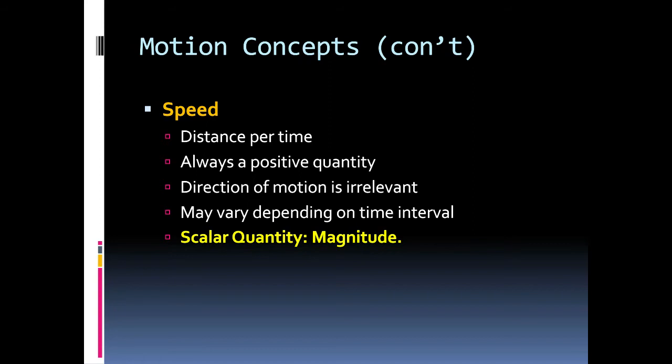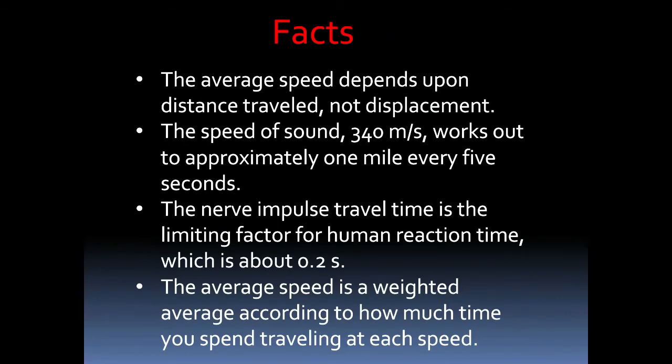We could ask all kinds of questions about speed. But remember, it is a scalar quantity. It's about magnitude. So the average speed depends upon distance traveled, not displacement. The speed of sound, for example, is 340 meters per second. It does depend on temperature, but we'll be using that number for the most part. It works out to be approximately 1 mile every 5 seconds.